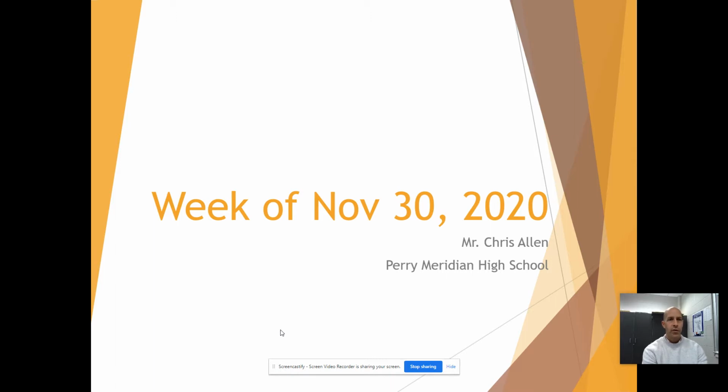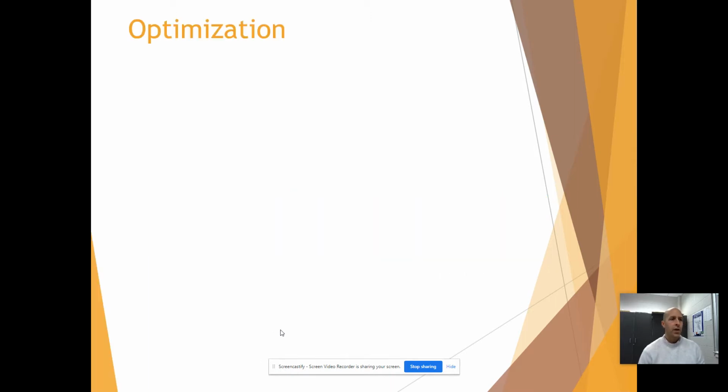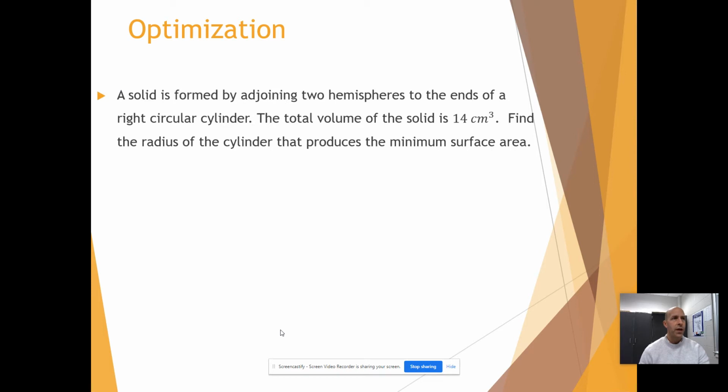of November 30th. This week we are studying the last new material that we're going to cover for this semester, and it is on optimization. So we kind of put all the pieces together of applications of derivatives in Chapter 3.